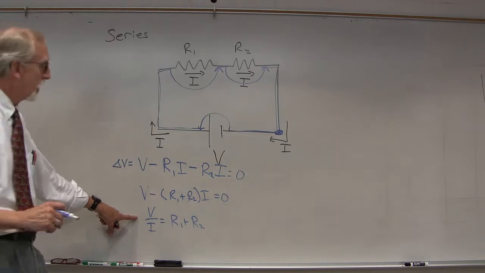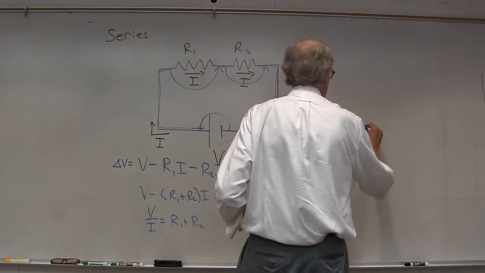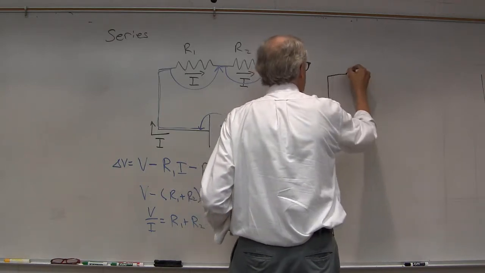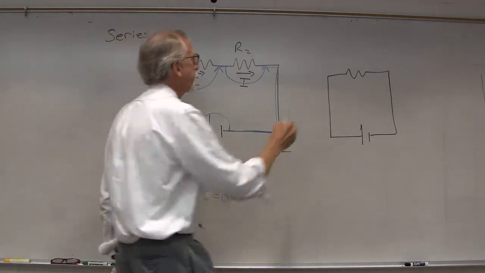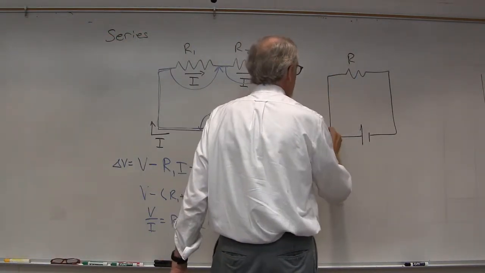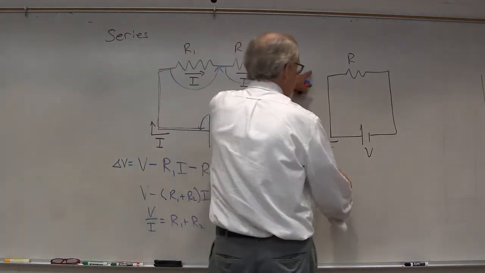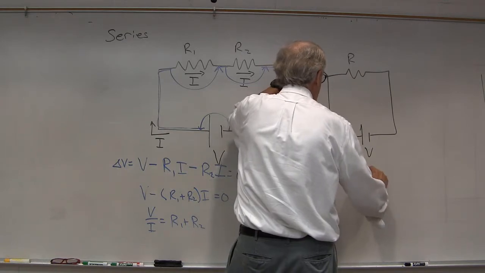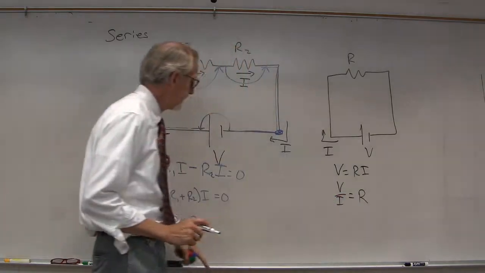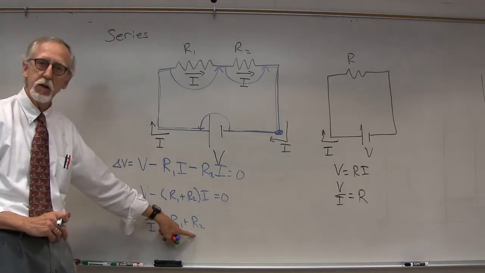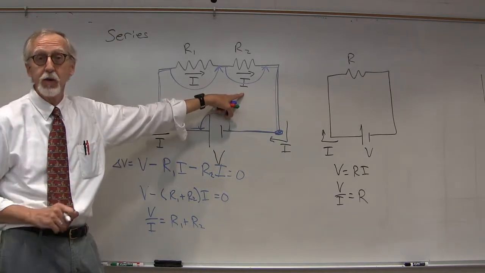Now, notice that's exactly what we got. If we imagine again, we replace the two resistors with a single resistor in order to get the same current and the same voltage. V equals Ri, V over I would equal R. That resistance would have to be R1 plus R2. The equivalent resistance of the two resistors in series is R1 plus R2.